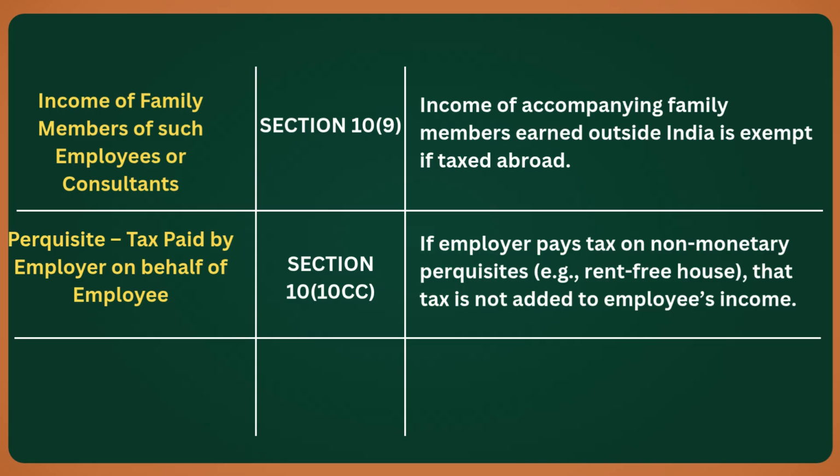Next is perquisite tax paid by employer, covered under Section 10, subsection 10CC. If an employer gives a non-monetary benefit to the employee, like rent-free accommodation, and also pays the tax on that benefit, then the tax amount is not considered extra income for the employee. In simple terms, you don't need to pay tax on the tax your employer pays for you.